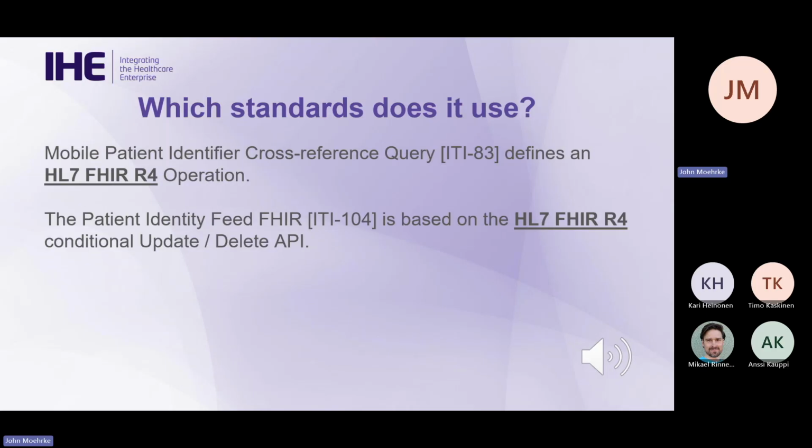So the ITI 83, the query, if you will, is an operation. Because it's an identifier for an identifier, we couldn't use FHIR RESTful searches. And it was easier to just profile an operation to say, hey, put in the identifiers, and the response back is the identifiers that were cross-referenced. The feed is based on a FHIR R4 conditional update. So it's a bundle of conditional updates.